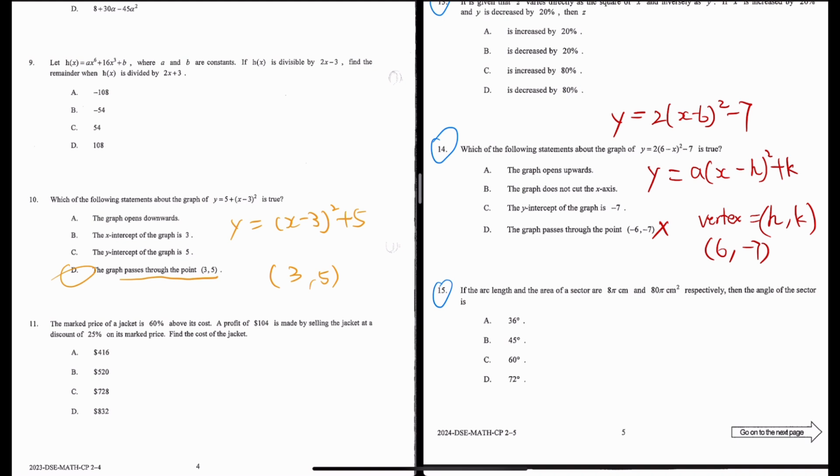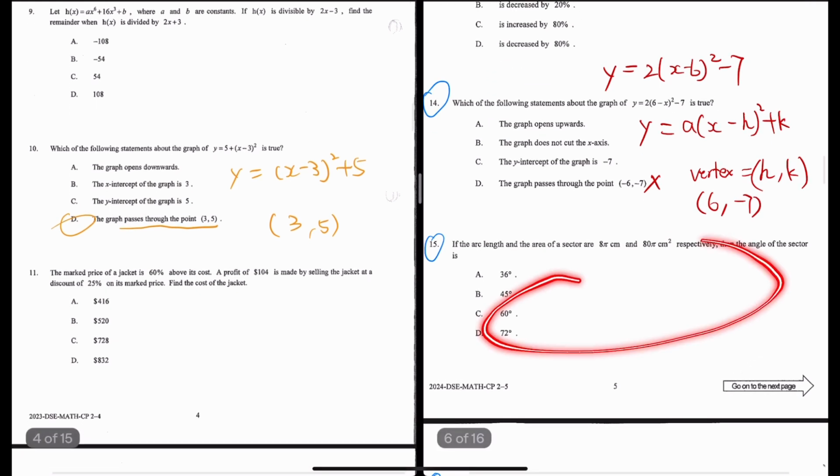The x-intercept is 3. How do we find the x-intercept? Put y equal to 0. So y equals 0, so negative 5 square root equals x minus 3. The square root of negative 5 is not even a real number, so not correct. For the y-intercept, put x equal to 0. So negative 3 squared, 9, plus 5 equals 14. So not 5. The answer is D.